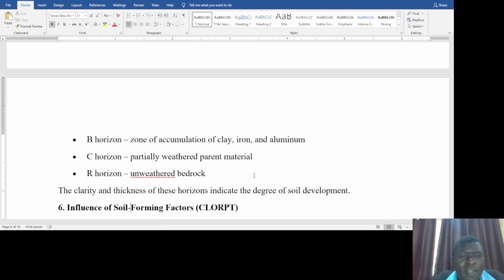However, from one place to another, depending on the interaction between the environment and the other soil forming factors or influencers, the clarity and thickness of these horizons may differ from one place to another, but the clearer and the thicker the horizons are, the greater the degree of soil development.